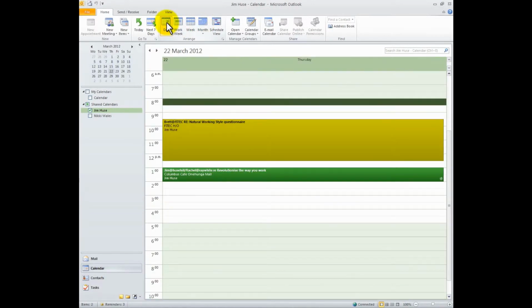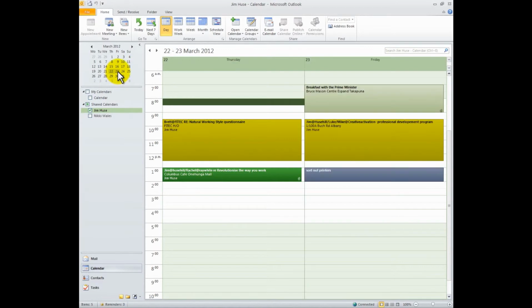However, the best way to look at your calendar on a working basis is to take the one-day view, hold down the control key, and then choose, say, the next 3 working days.